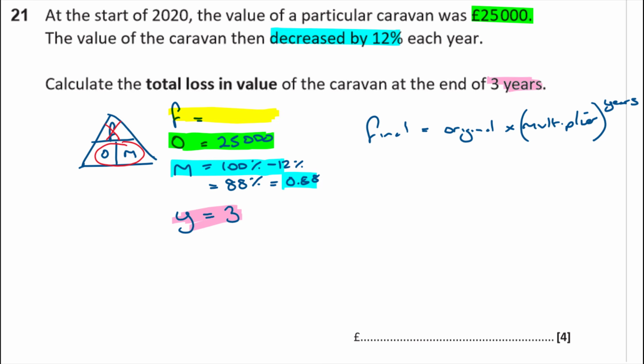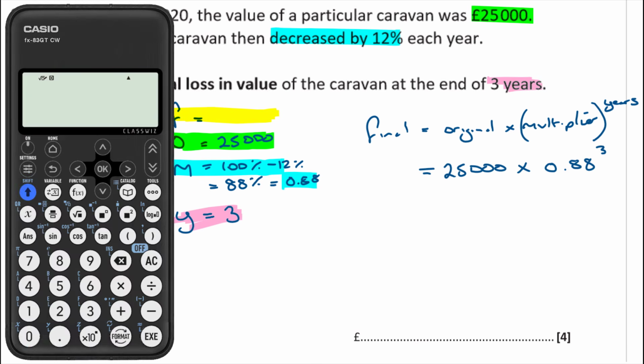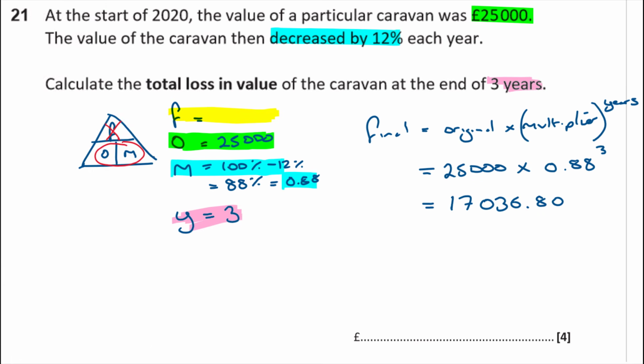Okay? So what I'm going to type into my calculator is the original, which is 25,000, times the multiplier, which is 0.88, raised to the power of 3, which is the number of times I'm applying that multiplier to it. So I'm going to type into my calculator 25,000 times 0.88 raised to the power of 3. Now, that is going to give me the value of the caravan after 3 years at £17,036.80. Okay? Now, that is not the answer, though, is it?